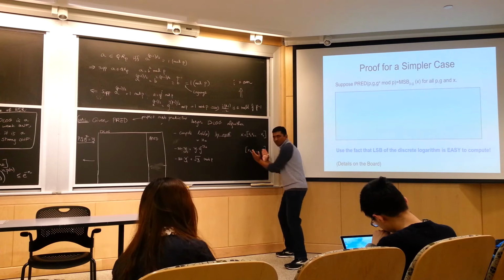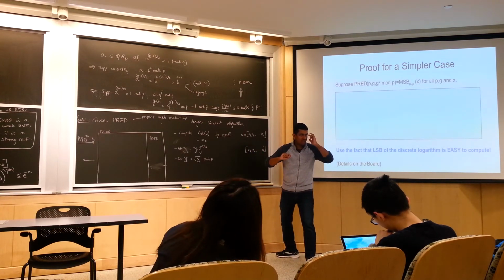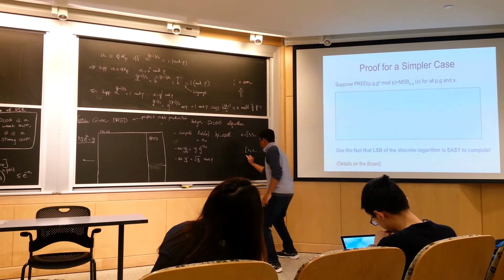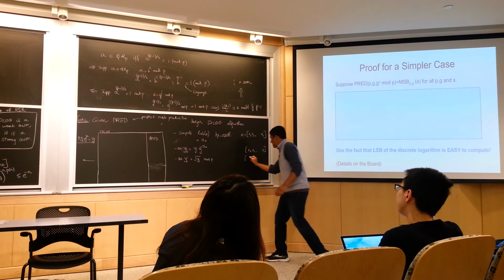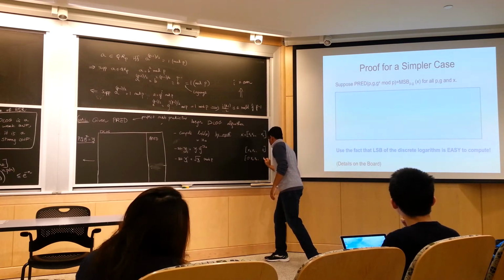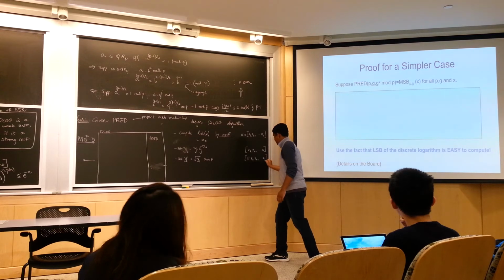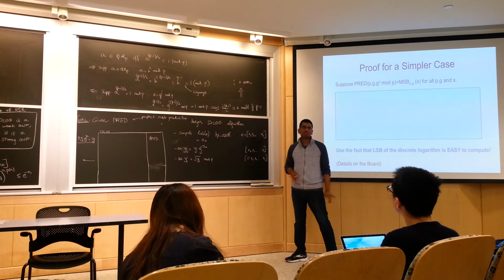Taking square roots halves the discrete logarithm, yes? So you would shift this whole bit sequence one step to the right. You make it 0, xk minus 1, up to x1. So now I know g to the power this number. Yes?